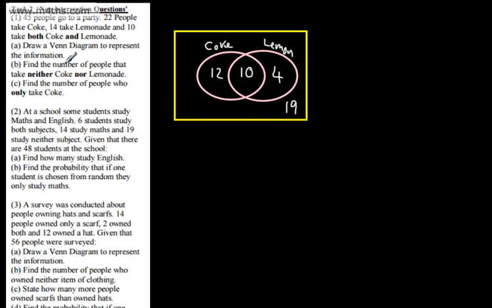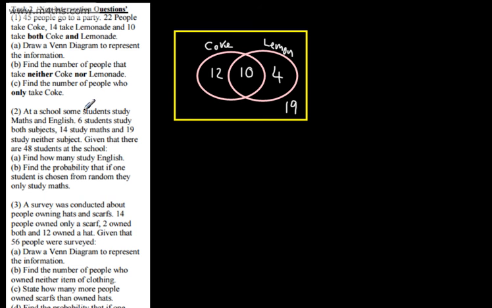Part B, find the number of people that take neither Coke nor lemonade. Well, that answer is 19. Find the number of people who only take Coke. Coke only is the 12. Lemonade only is the 4, and the 10 is the people that take both. So find the number of people who take only Coke. The answer is 12. Right, let's have a go at the next one.